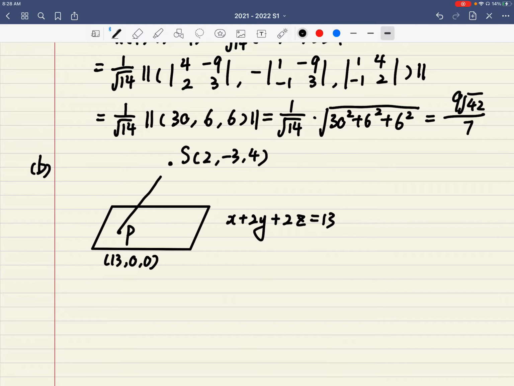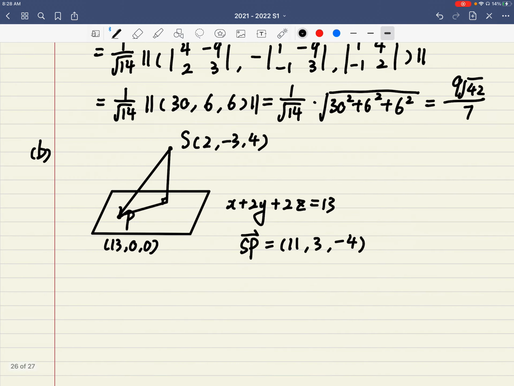Okay, now we can draw the triangle. But again, we have this vector SP, and we already know what vector SP is. It's 13, 0, 0 minus 2, negative 3, 4. So it's 11, 3, negative 4. Okay, it's 11, 3, negative 4. And this is the distance we want to know.